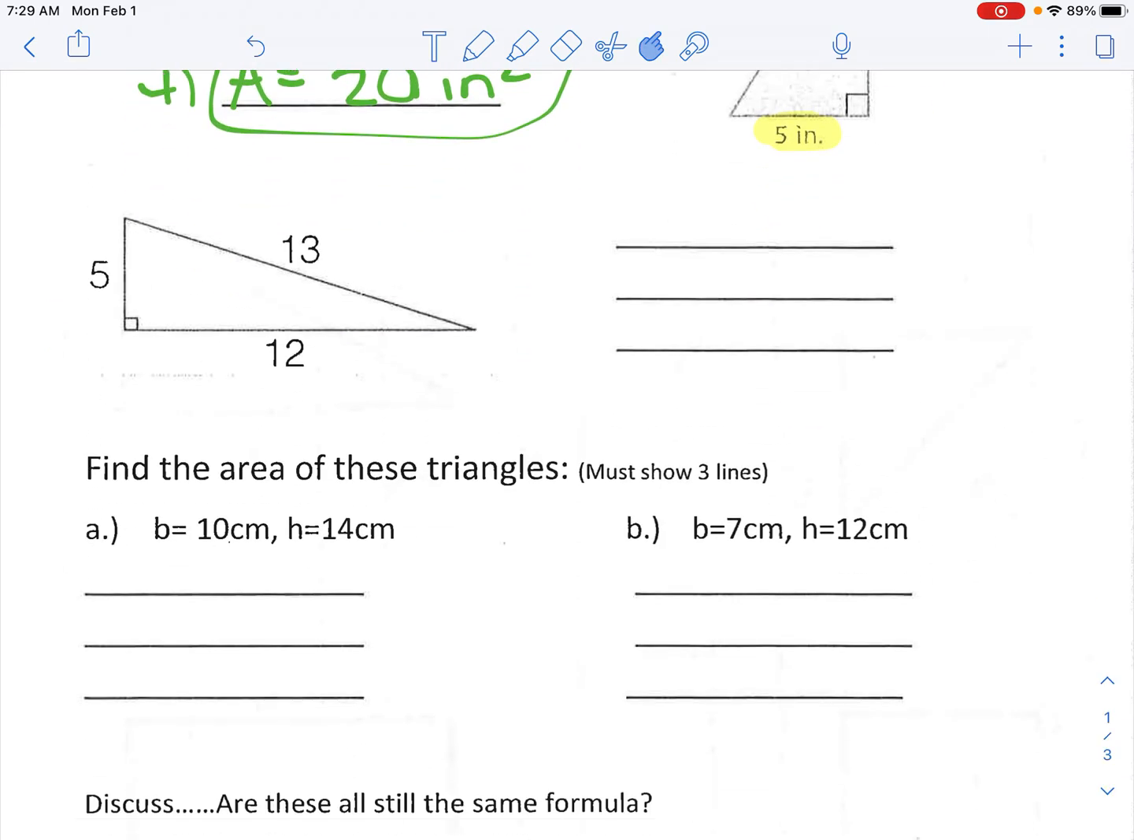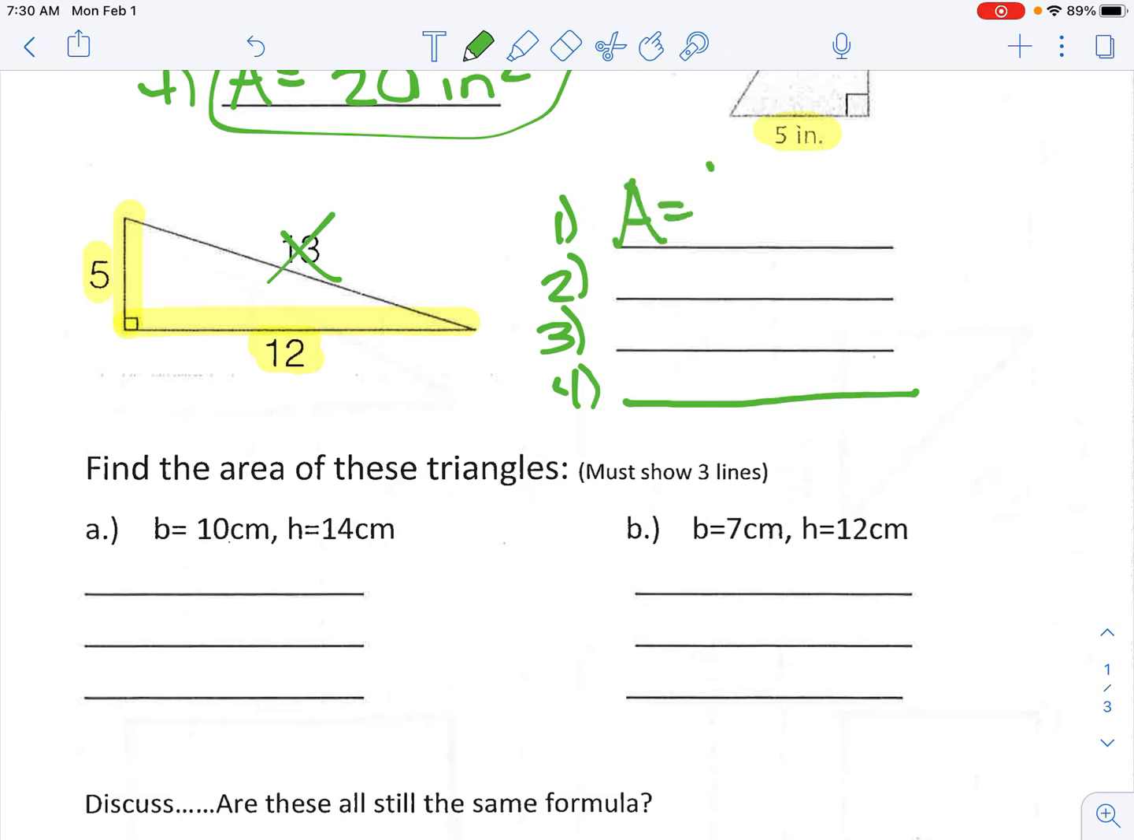Okay, let's take it. We got 3 numbers here. Let's see. Miss Jardine said the base is always the number on the bottom. So that's 12. And she said the height is perpendicular to the base. So that must be 5. Oh, she also said never, ever, ever use the slant height. All right, so I actually need to add a 4th line. Remember, we need 1, 2, 3, 4 lines for triangles. So area equals 1/2 base times height.